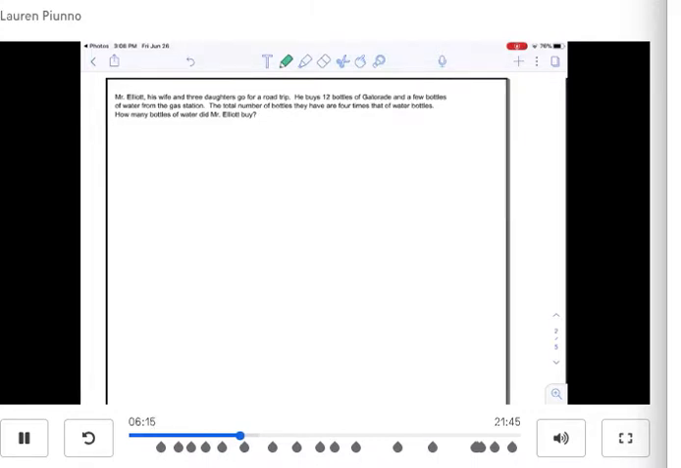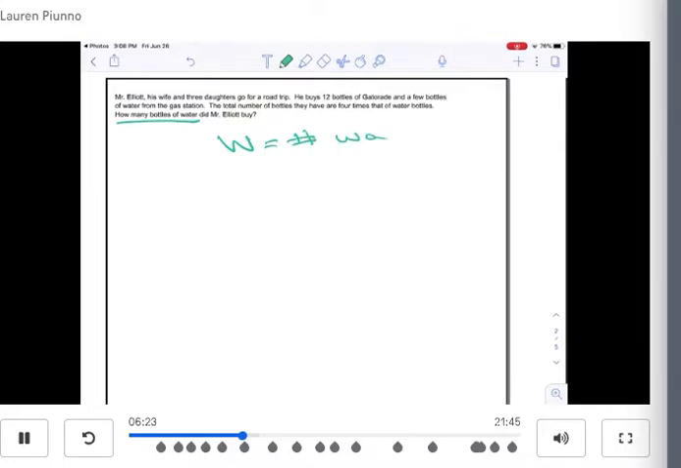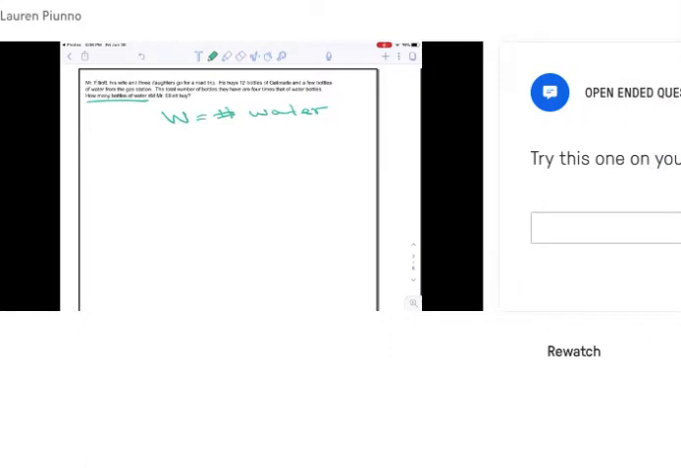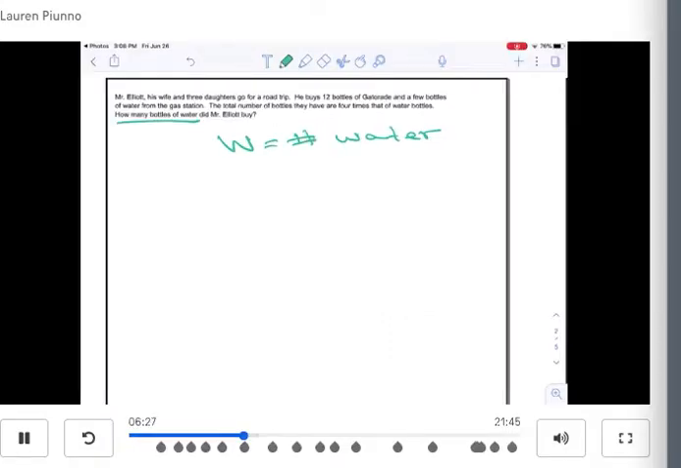So this is where I really like my trick of looking at the question. How many bottles of water? So let's use W for water. That's what we're solving for. We want to know how much water. So it says that they are buying Gatorade and water. So let's just use a G for Gatorade. So they buy water and they buy Gatorade.